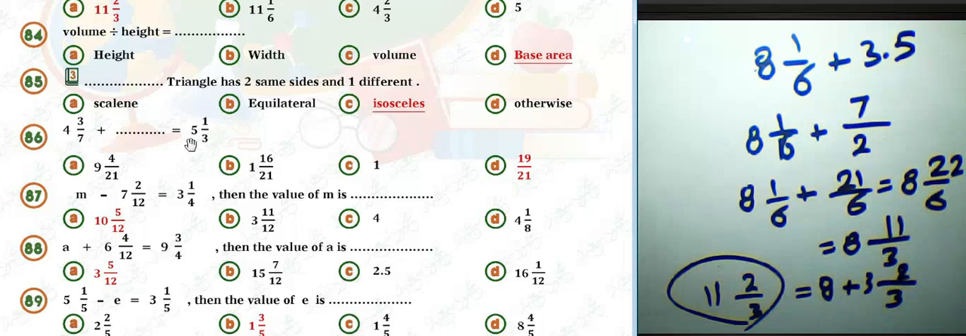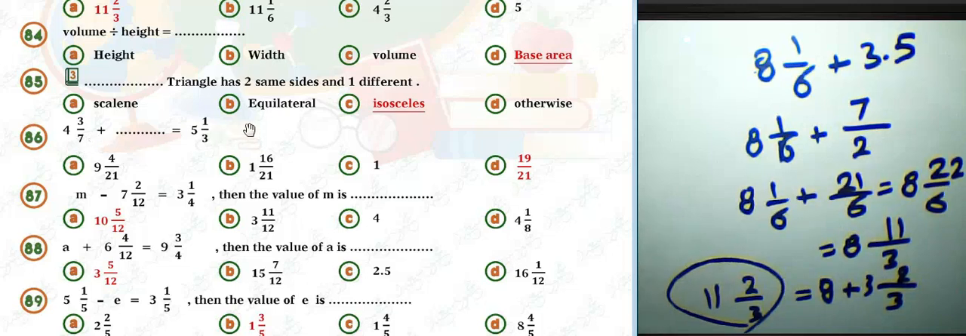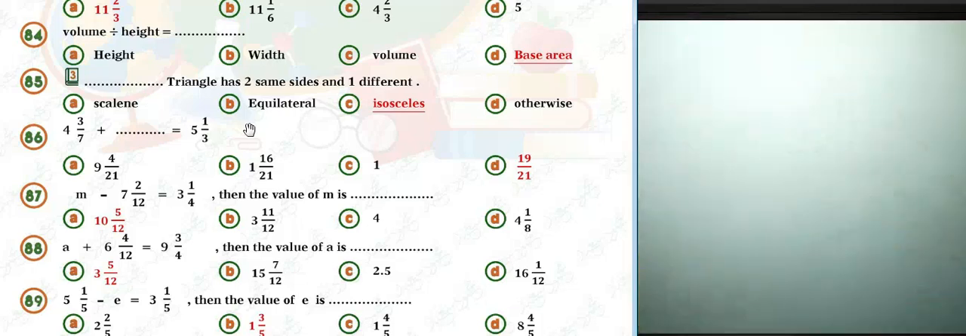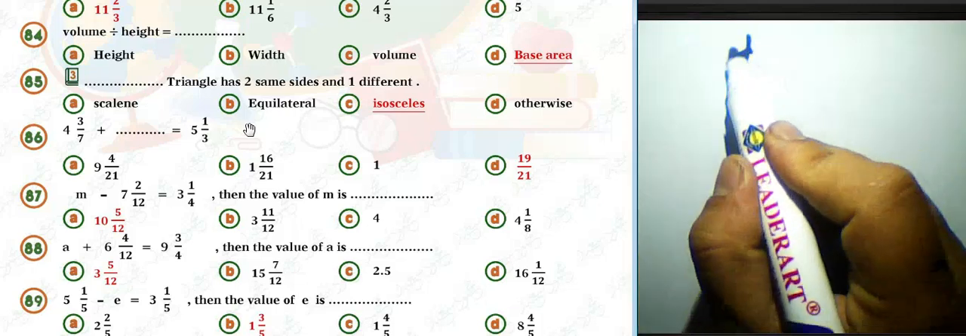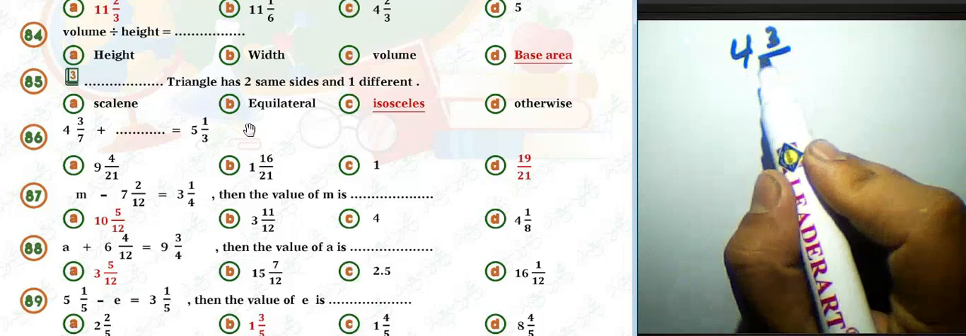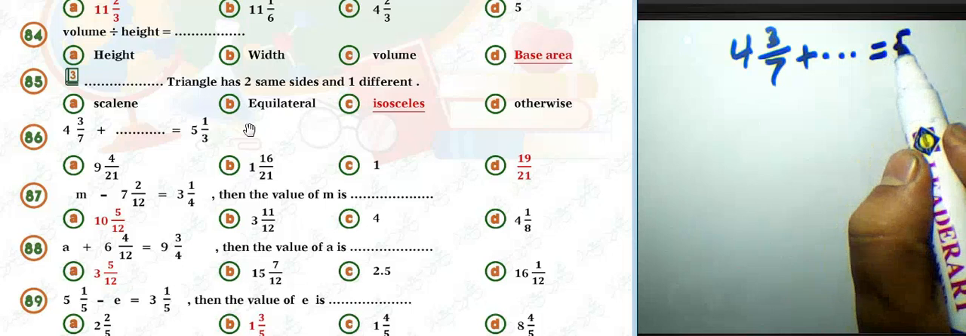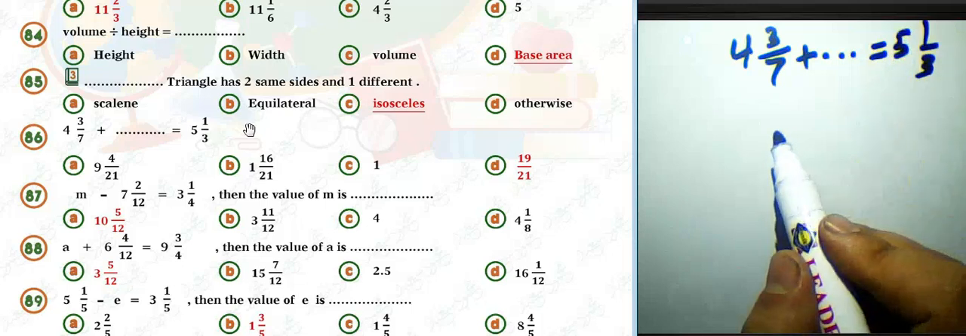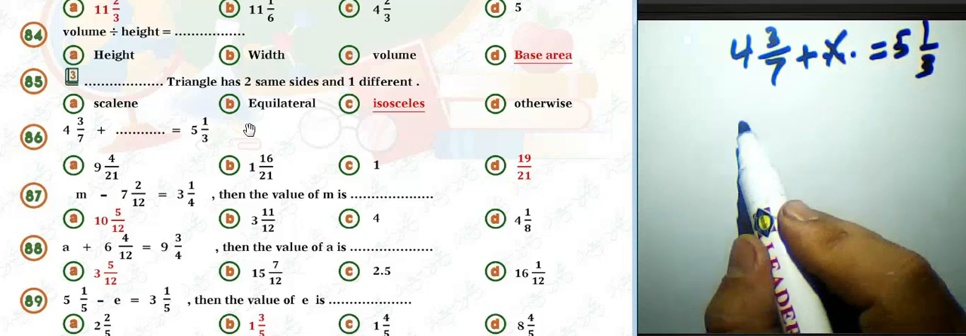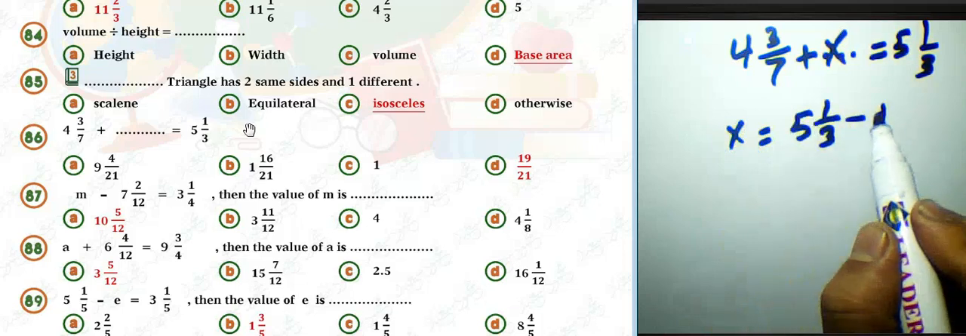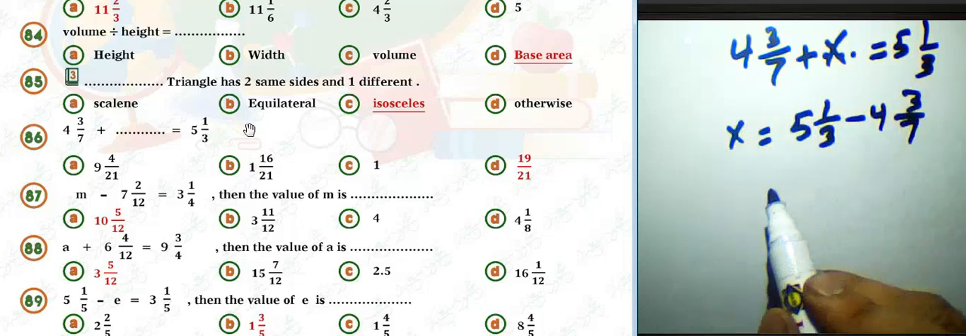4 and 3 over 7 plus space equals 5 and 1 over 3. To find the result, we must find the difference between them, the greatest minus the smallest. To find the unknown number here, we must find the difference between them. 5 and 1 over 3 subtract 4 and 3 over 7.